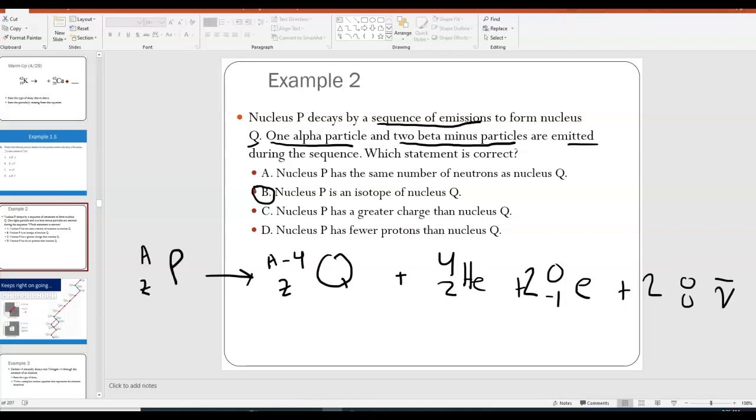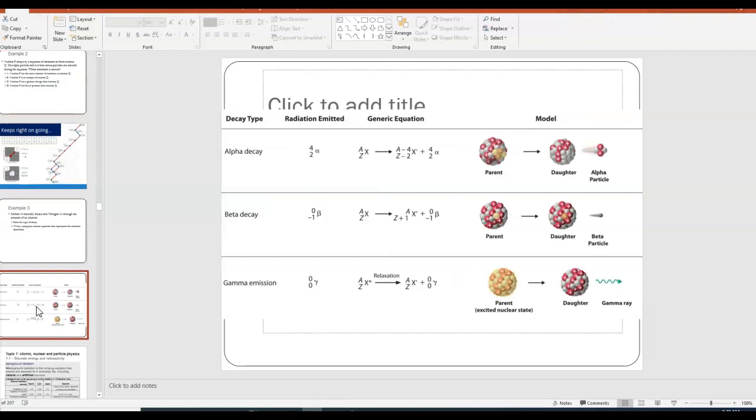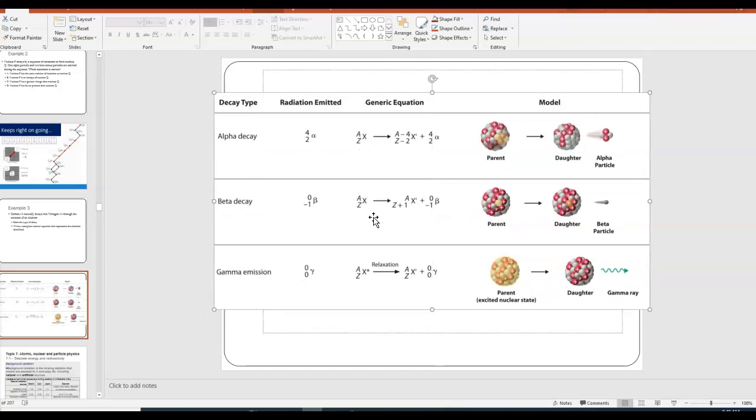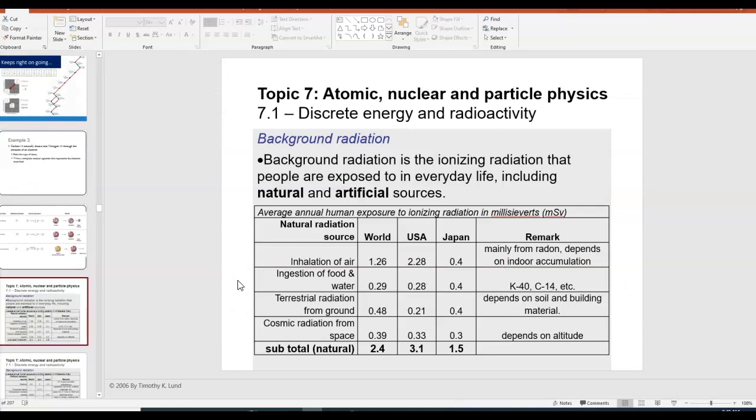Now, one more thing I want to talk about in this video is ionizing radiation. Okay, so I'm going to erase this, and let's move on. This graphic right here is basically just summarizing the 3 types of decay we've talked about, although it does not include beta plus decay and the neutrino or antineutrino that comes with it. So the last thing we're going to talk about is background radiation and ionizing radiation.